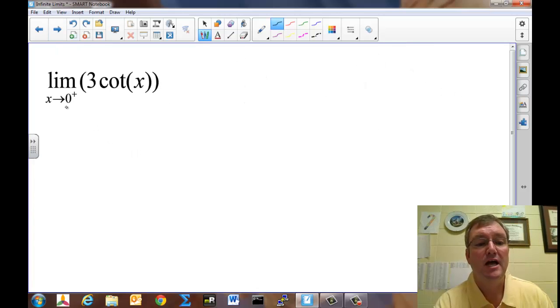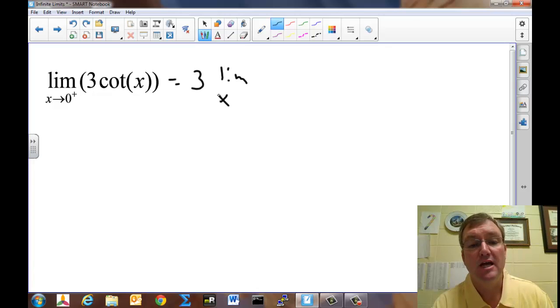The limit as x approaches 0 from the right of this function. So let's look at this. Again, we know that the limit of just the number 3 is 3. So I'm going to rewrite the 3 outside of the limit. I'm going to say x approaches 0 from the right. And I'm going to rewrite cotangent as cosine of x over the sine of x.